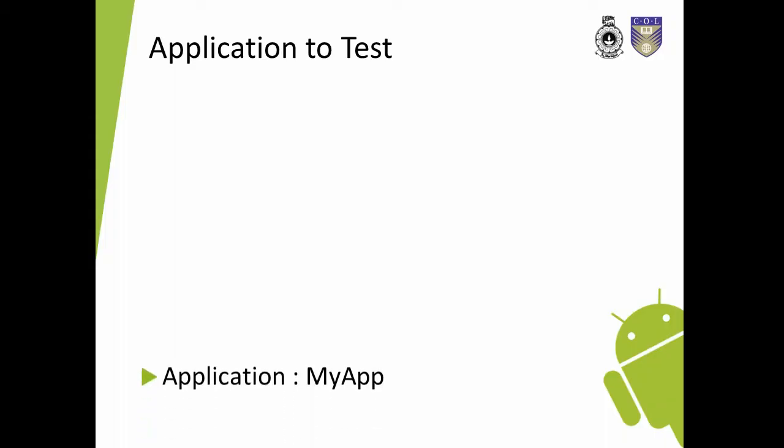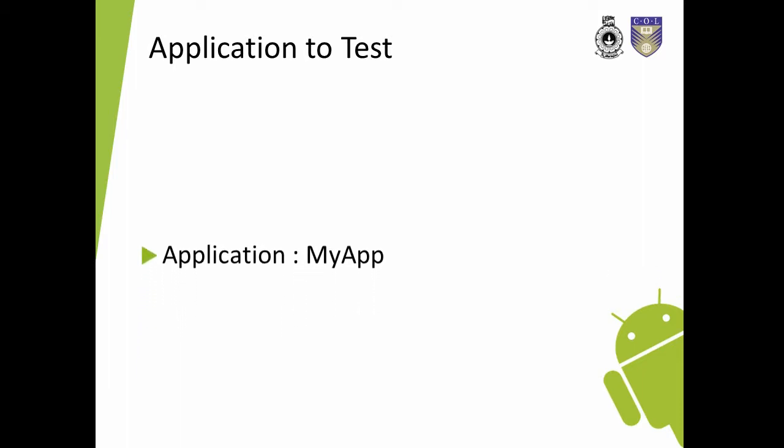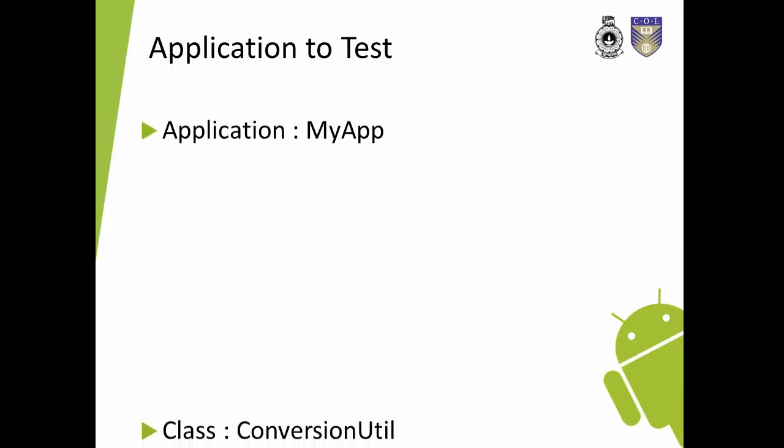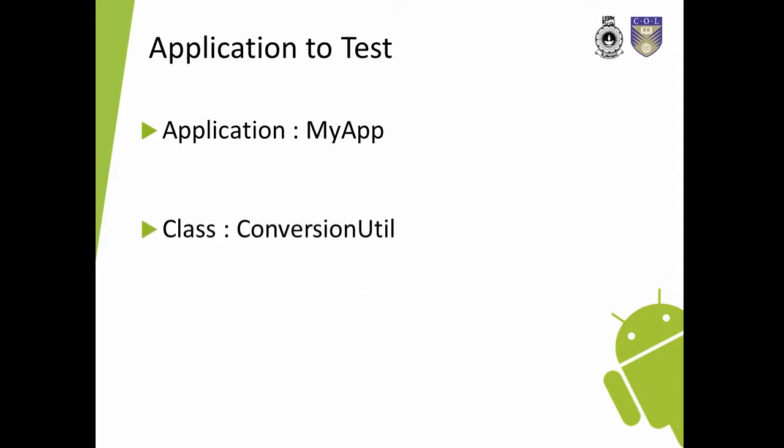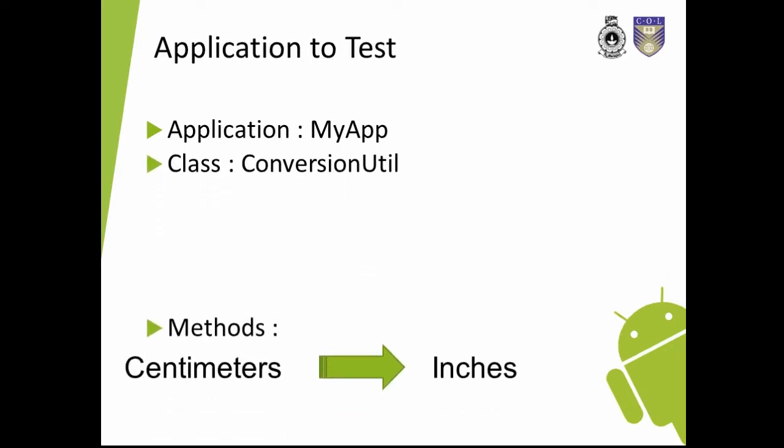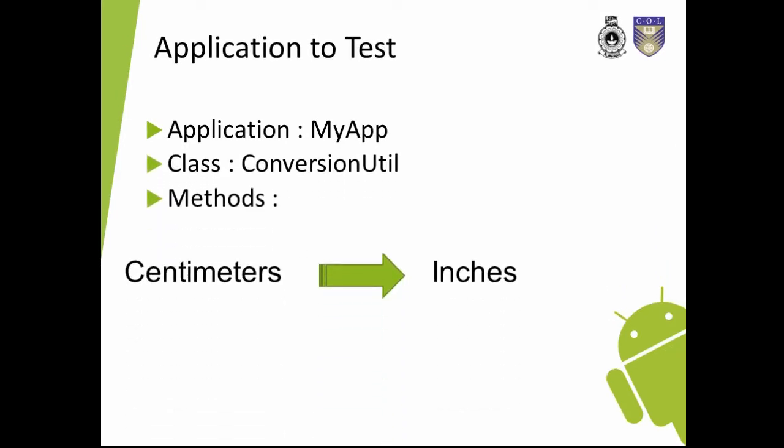Let's look at how we can write a unit test and run them as local tests for the functionalities that we have developed in the Android application. To demonstrate this, I am creating a new application, My App, with a class conversionUtil with two functionalities to convert centimeters into inches and back.